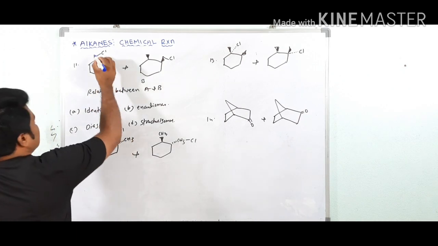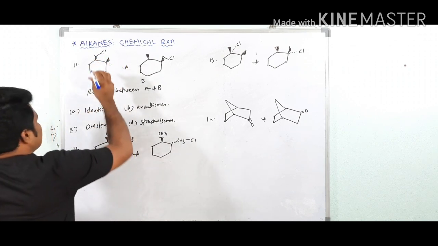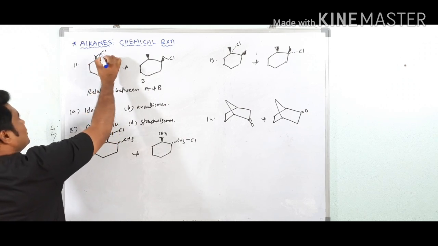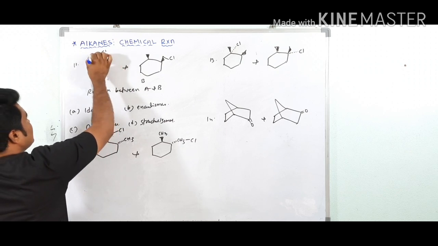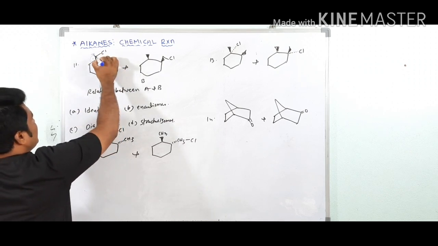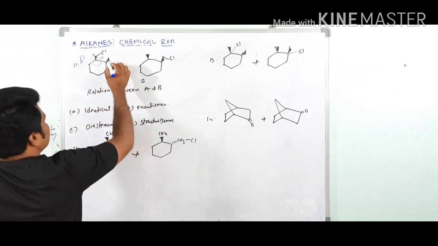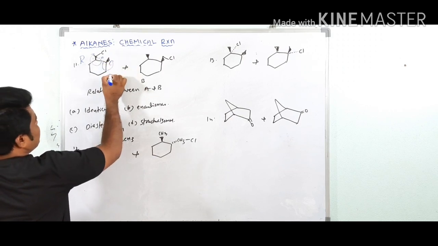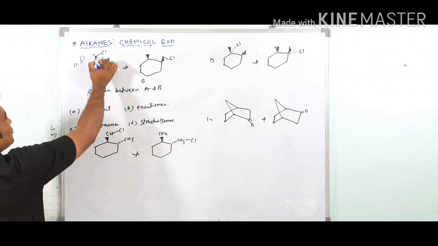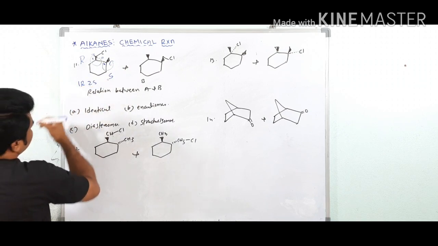Now first give the IUPAC numbering. This is 1 and this is 2 you are getting. See RS configuration, the first priority goes to Cl, then this carbon atom, then this carbon atom. So now here you are getting clockwise, and lowest priority is below the plane. So this is R. And in this case, this is 1, 2, 3. Lowest priority below the plane. This is S. So according to IUPAC numbering, this is 1 and this is 2. It means 1R and 2S.